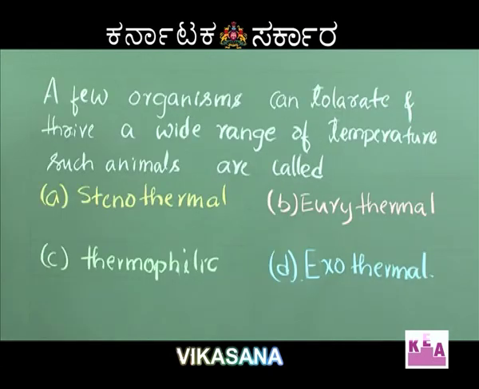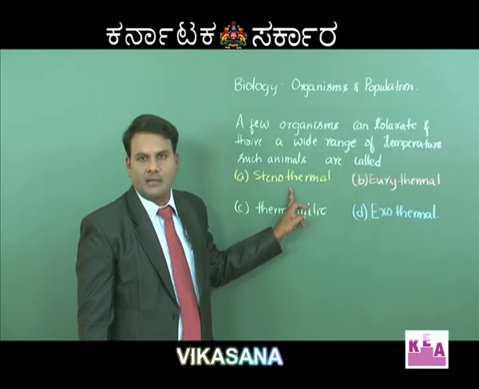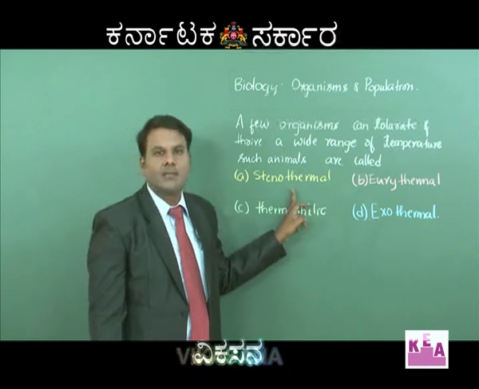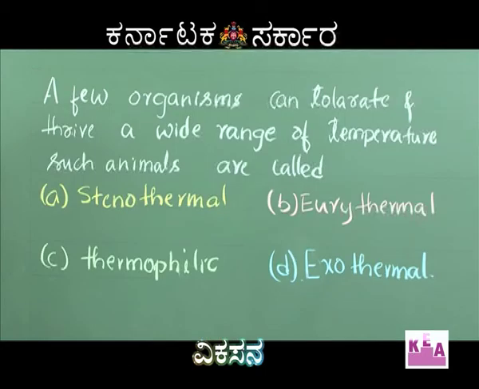The next question is, a few organisms can tolerate and thrive in a wide range of temperature. Such animals are called. There are four options. The first option A, stenothermal. Stenothermal means organisms can tolerate and survive in a very narrow range of temperature, let us say between 35 to 40 degrees centigrade. The option B is eurythermal.